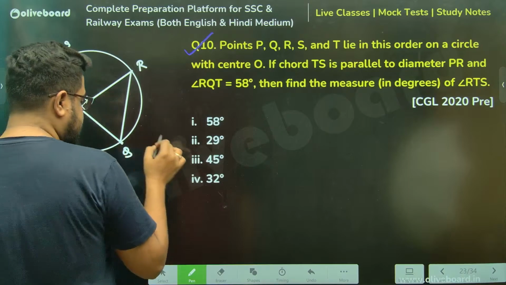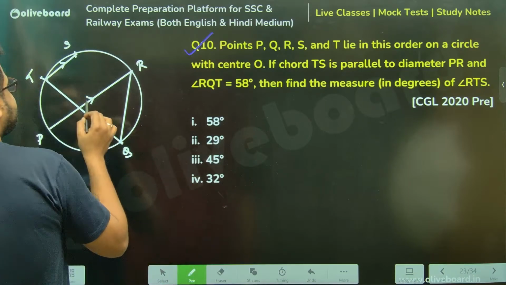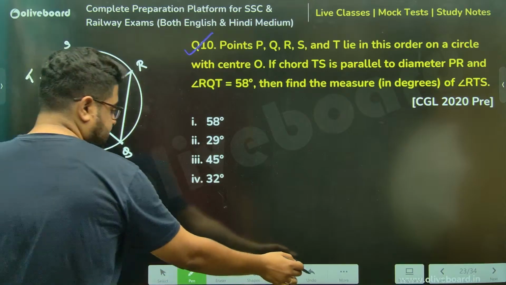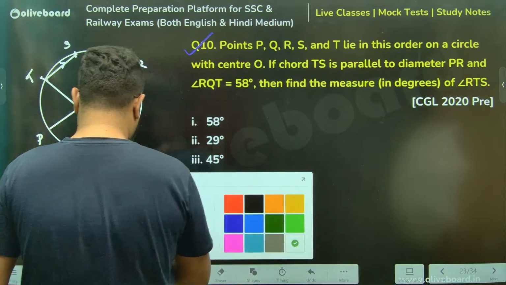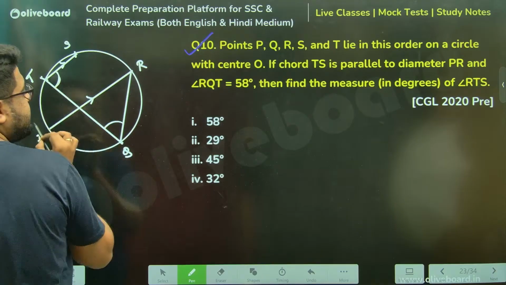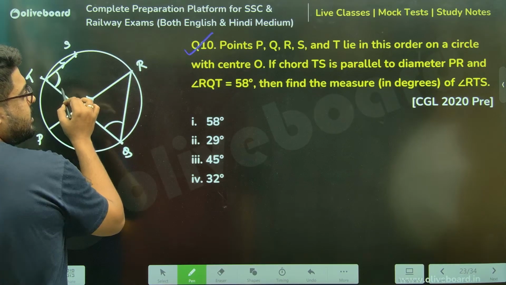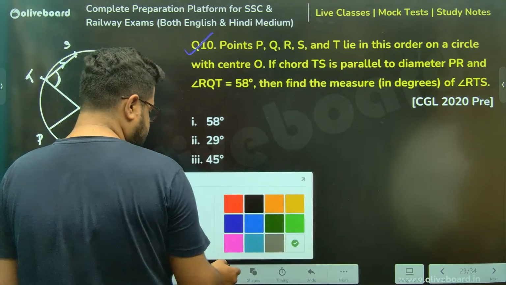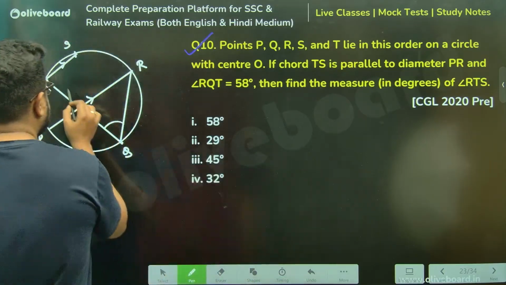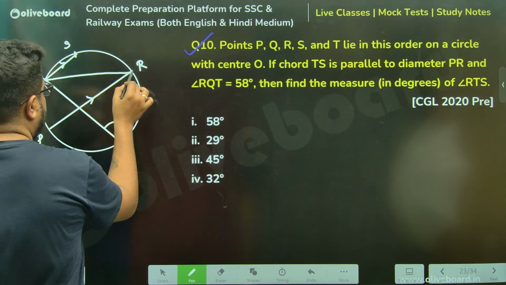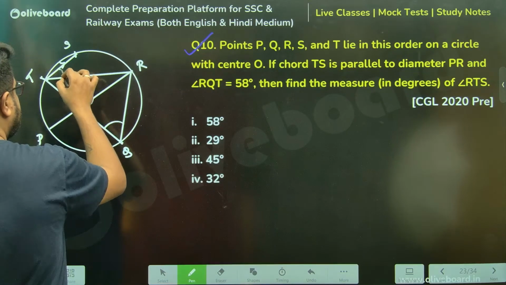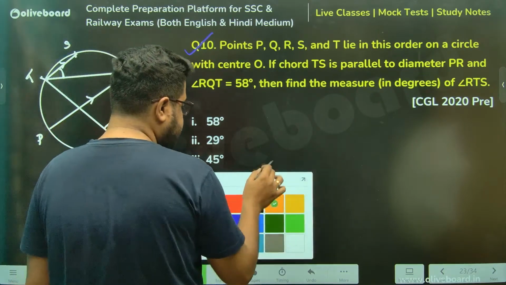Yes, now it's okay. So this angle is given. They are asking RTS. This angle. Got it. Chalo. So this is given to you. They are asking this angle, sir. RTS they are asking. No, no, not this angle. They are asking you to find this angle. Chalo, let's try to do this.